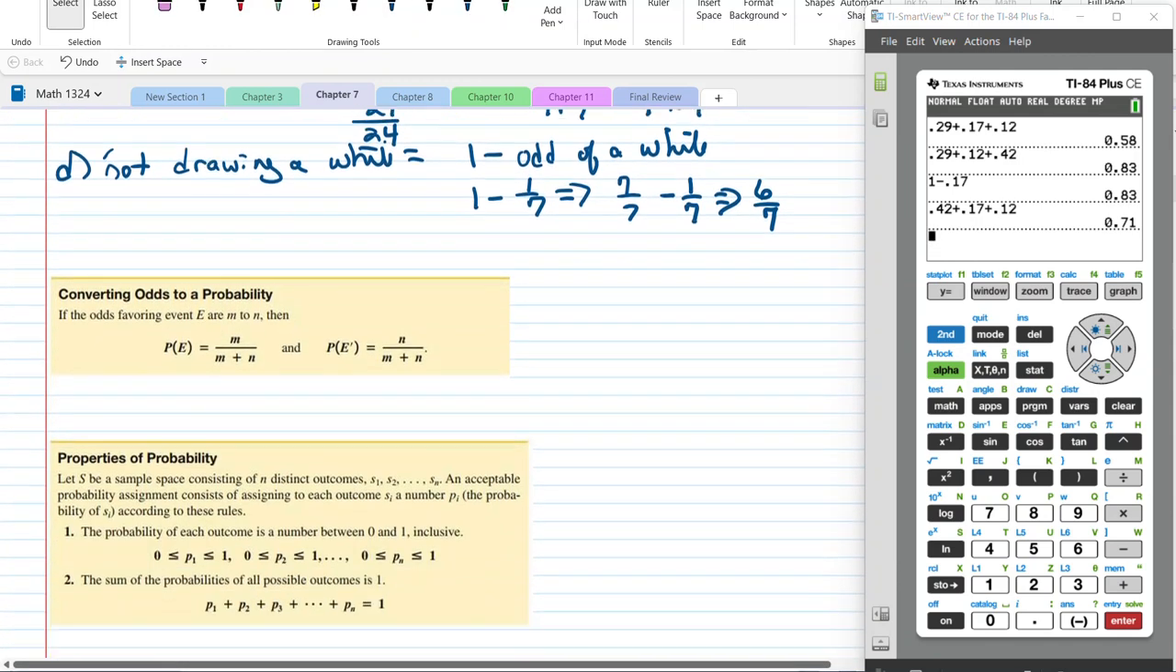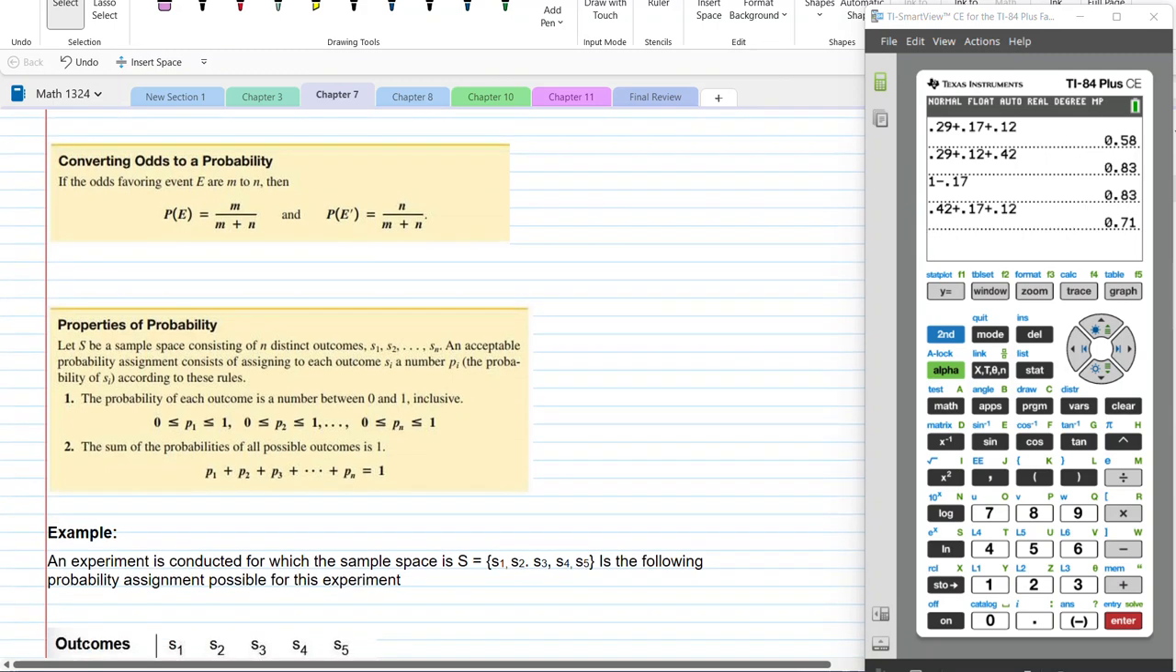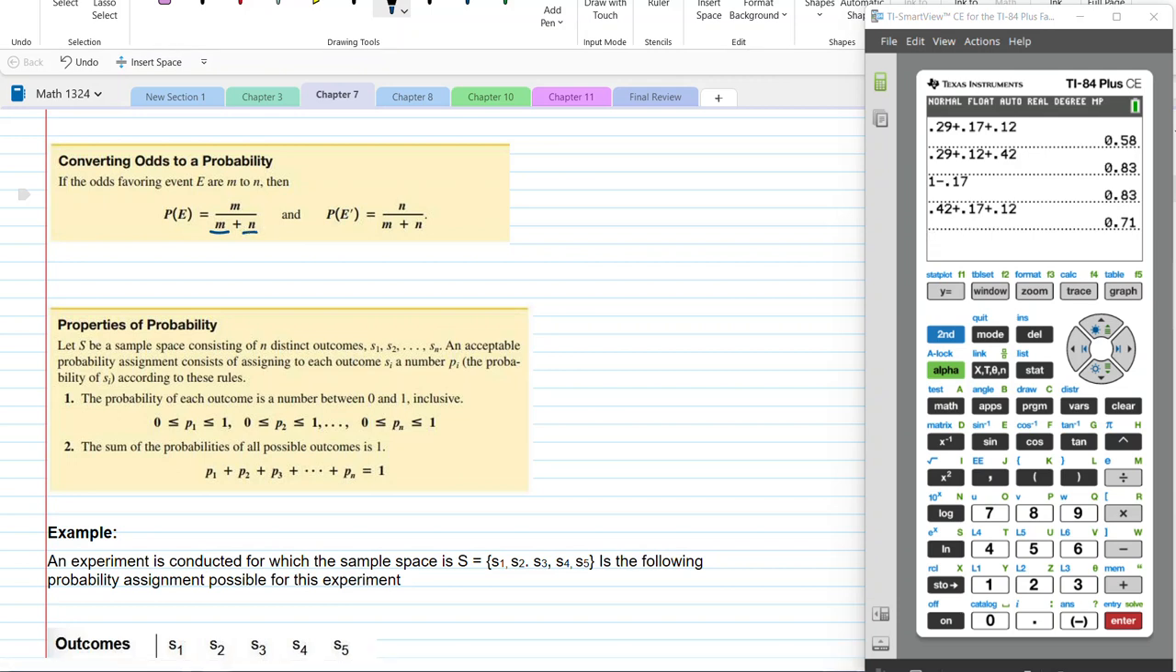All right. So, here we're going into converting odds into probability. Well, that means we need the total in the bottom. And if you notice, it is the numerator plus whatever the denominator was to begin with for odds, because the top is always the same.